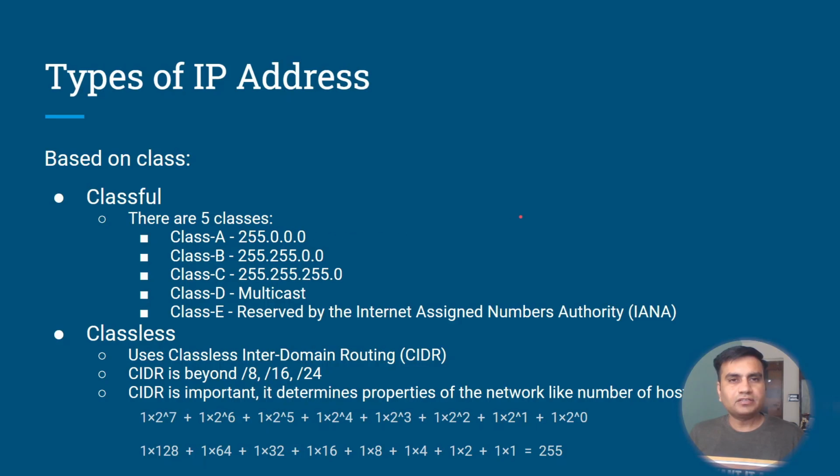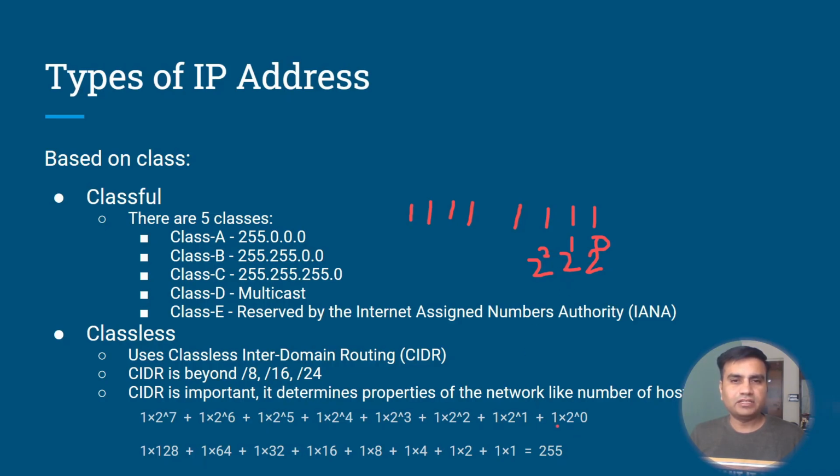So we will write 255 as 1 1 1 1, 4 ones, 1 1 1 1. We have 8 ones. The first one is 2 to the power 0, the second one is 2 to the power 1, the third one is 2 to the power 2, and likewise. What is 2 to the power 0? 1. 1 multiplied by 1 is 1. 2 to the power 1 is 2, multiplied by 1, 2. 2 to the power 2 is 4, 4 multiplied by 1, 4.